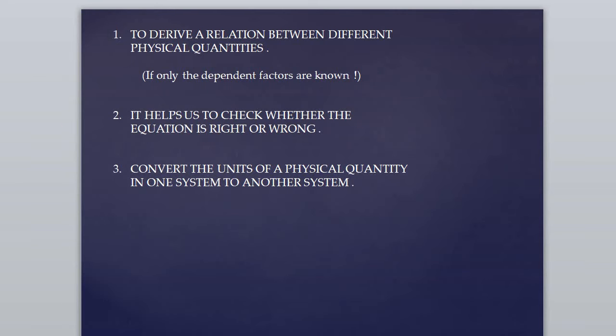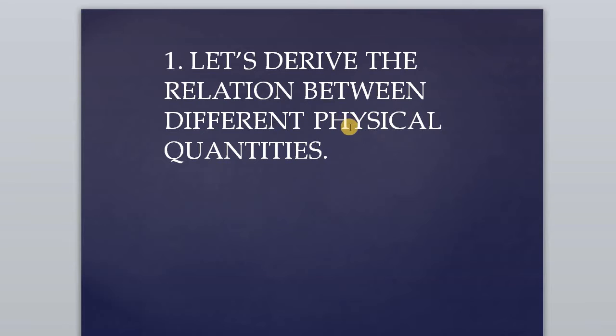Now the first one is, let's derive the relationship between different physical quantities. How does that happen? I'll tell you. We will go to the blackboard for that. Now let's discuss one example. There are different physical quantities and we need to derive a formula or relationship between them.